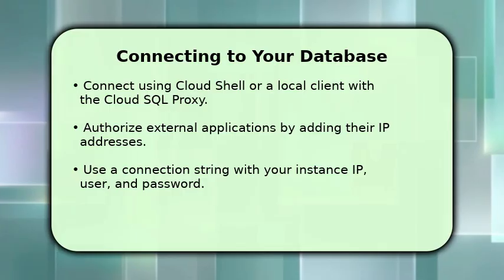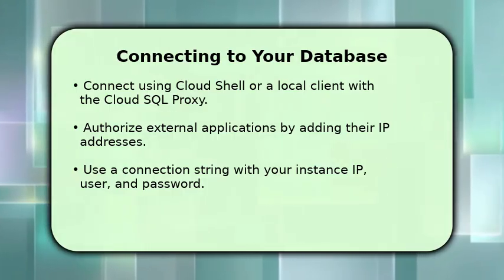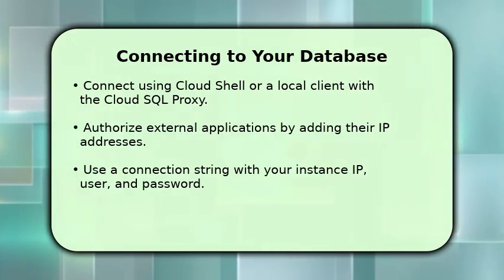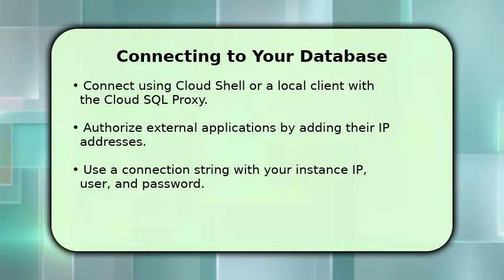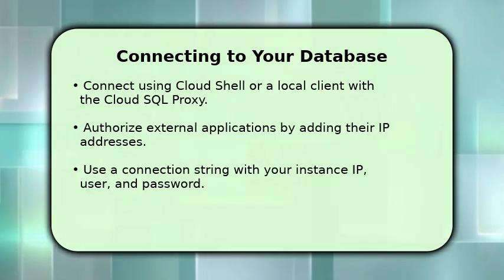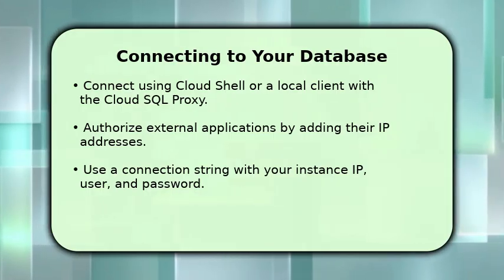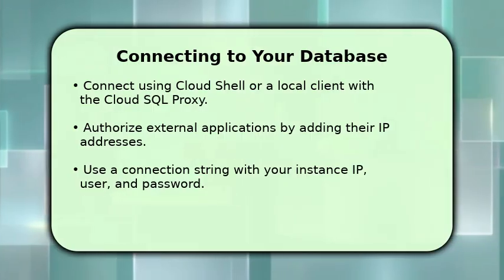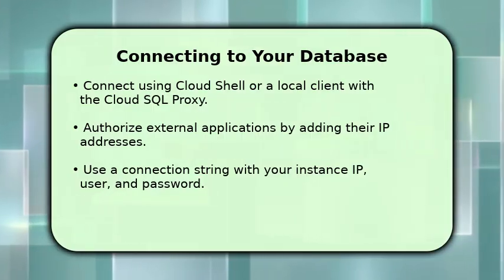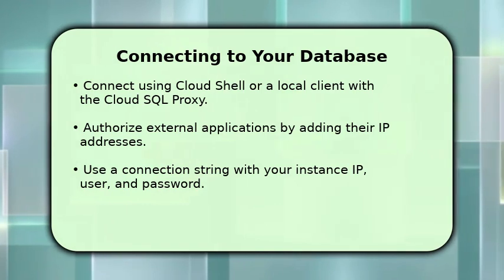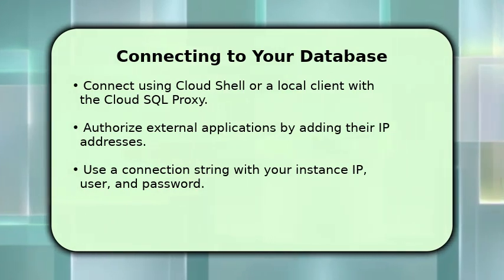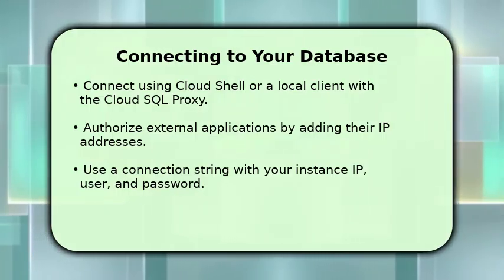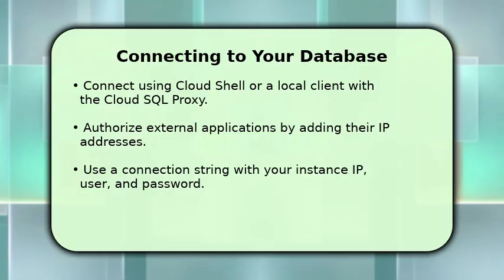Connecting to your Cloud SQL instance is straightforward. You can use the Cloud Shell for quick access or connect from a local client application using the Cloud SQL proxy, which provides a secure connection. For external applications, you will need to authorize their IP addresses in the instance settings. Remember to use a connection string that includes your instance's public IP, username, and the password you set earlier. Enabling SSL/TLS is highly recommended for encrypted data transfer.